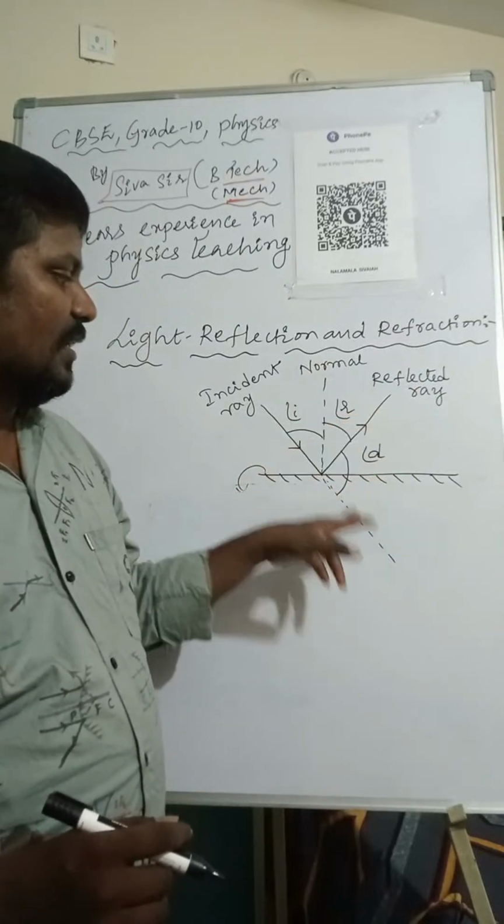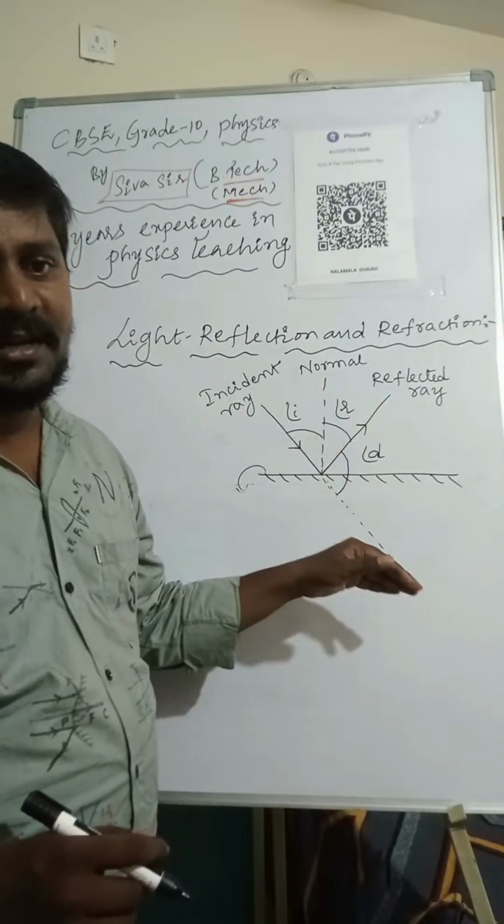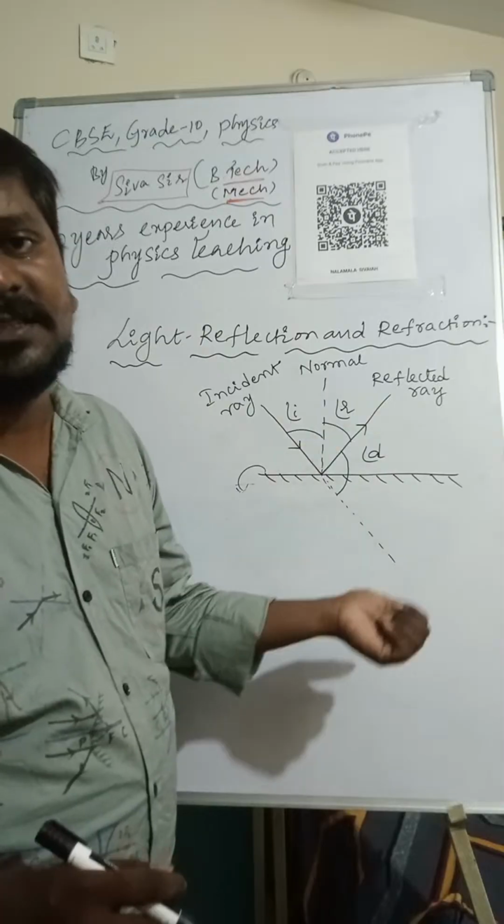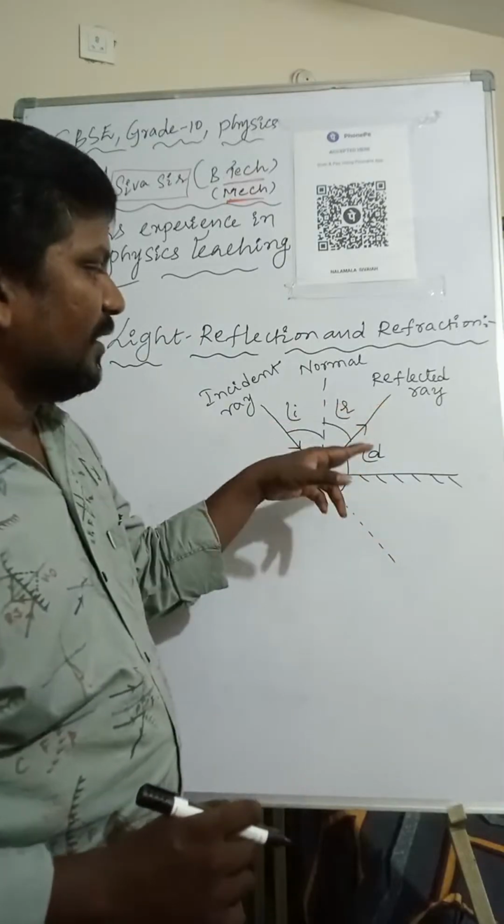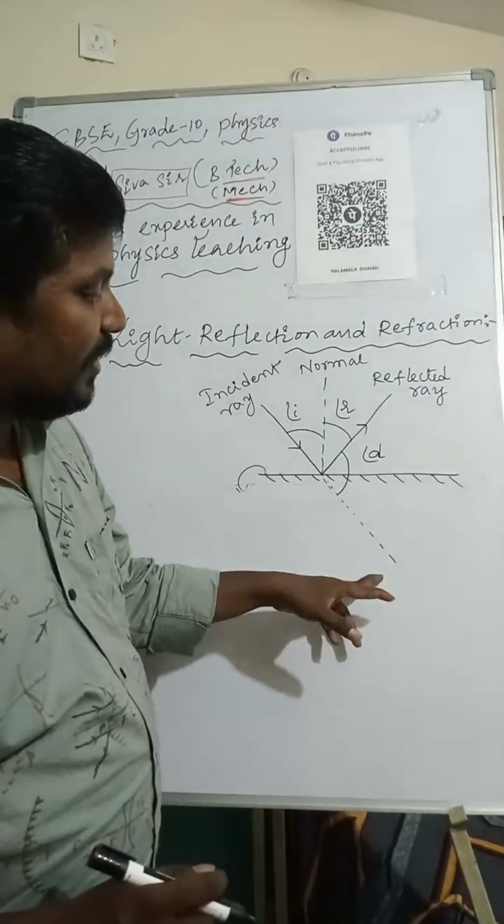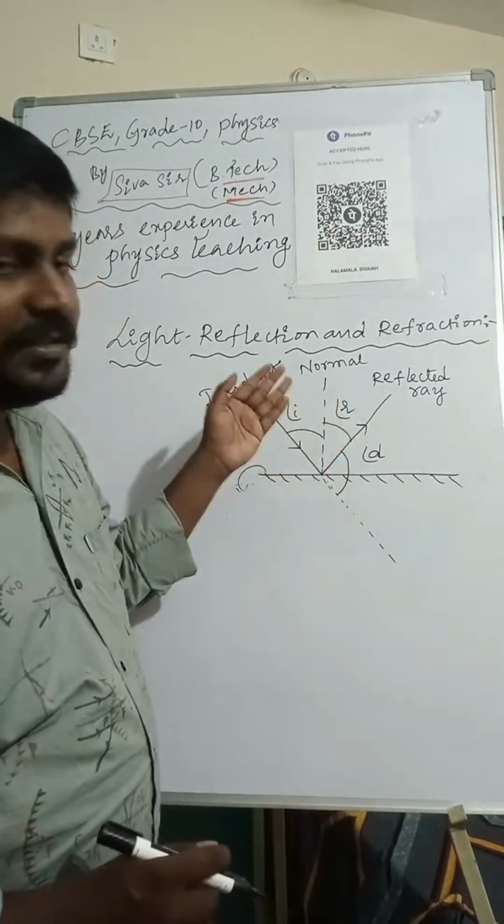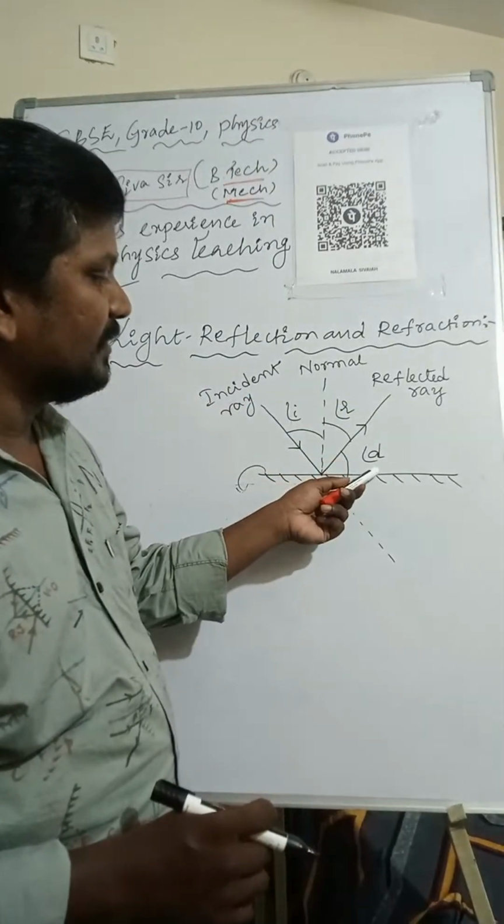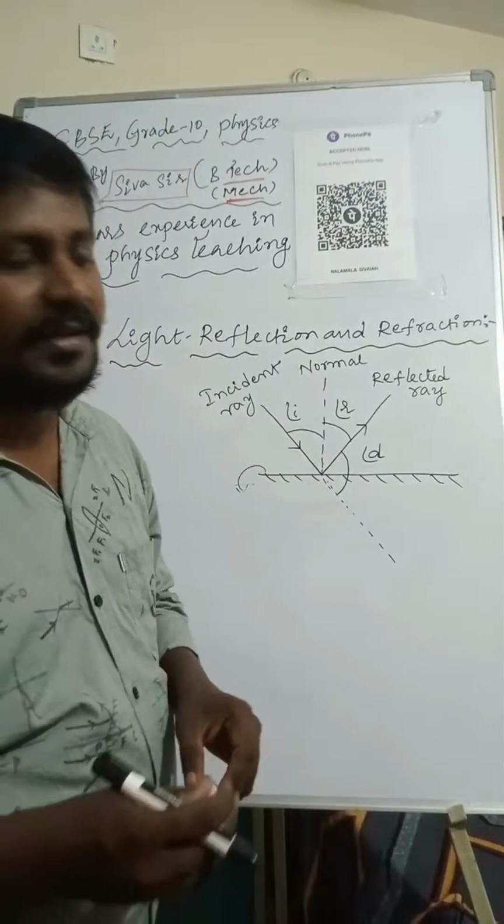So this is the undeviated line, or the initial direction of the incident ray. And this is the reflected ray. The angle between the undeviated line and the reflected ray is called the angle of deviation. This angle is called the angle of deviation, right?